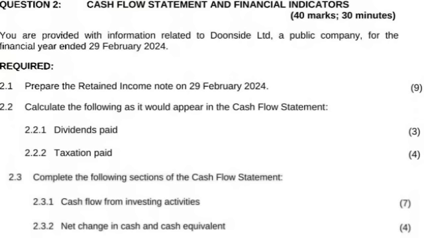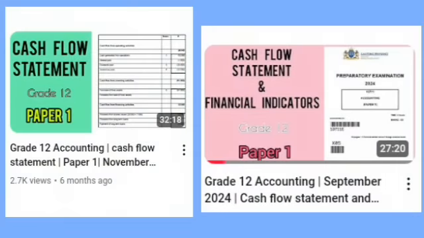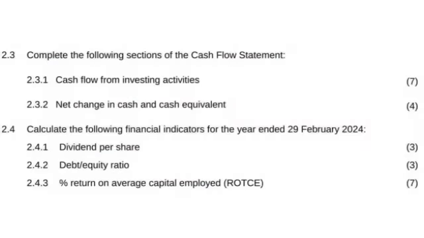And then in 2.2, we need to calculate the following as it would appear in the cash flow statement. That would be our dividend paid and our taxation paid. In 2.3, we are also asked to complete the following sections of the cash flow statement, which is the cash flow from investing activities and the net changes in cash and cash equivalents. All of this is found in the two videos that I have compiled for you and posted on the cash flow statement. I have one where it's just the cash flow statement and one which has financial indicators added.